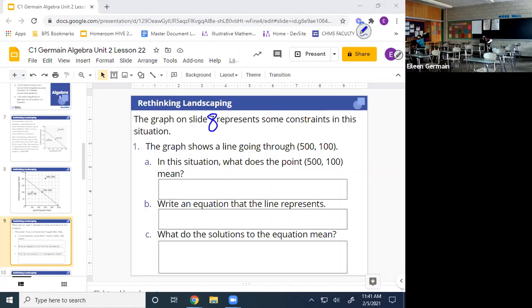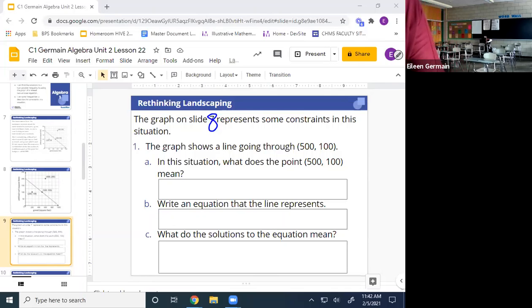The graph on slide 8 represents some constraints in this situation. It represents the price that she can pay for the sod or the turf or the gravel. The graph shows the line going through the point (500, 100). In this situation, what does the point (500, 100) mean? In the context of the story, I want you to take 30 seconds right now to think about what the point (500, 100) means.